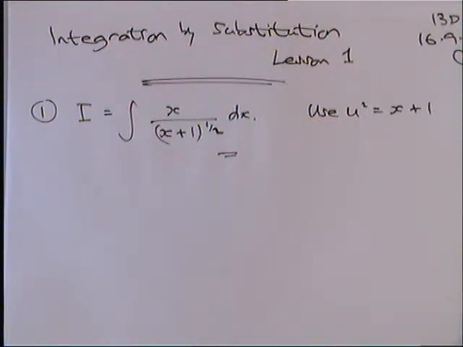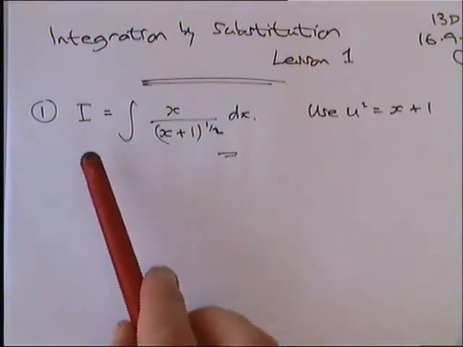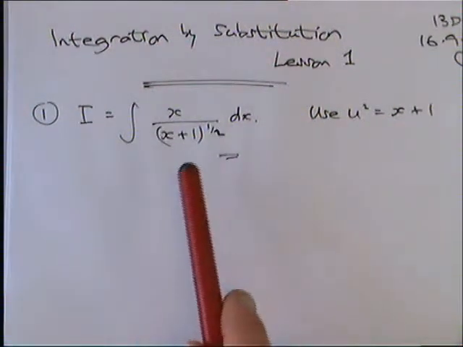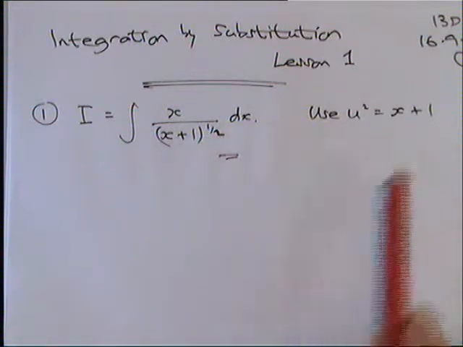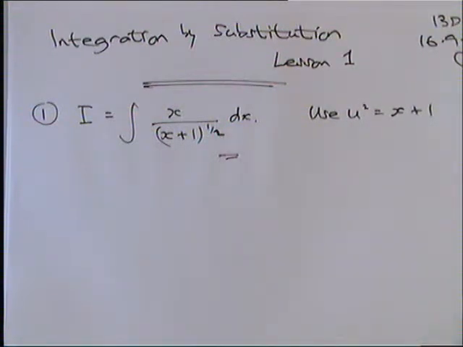I'm not going to give you a set of red box rules so much for how to do it. I'm just going to do an example and watch and see what happens as we go through. So we integrate x over, in brackets on the bottom, x plus 1 to the power of a half, and we're told to use the fact that u squared equals x plus 1, and that's going to be our substitution. So that's the question that's presented.